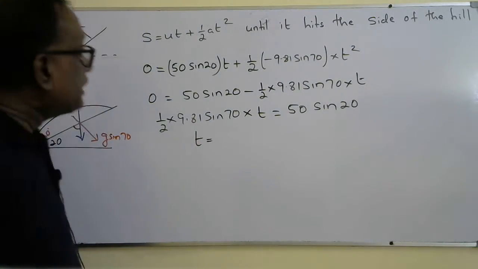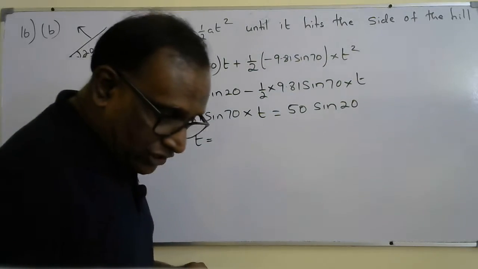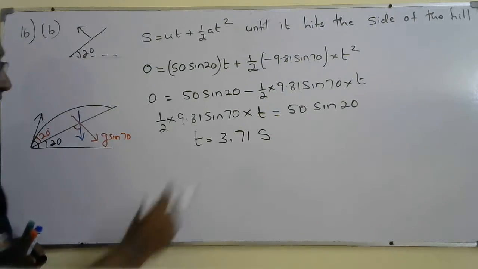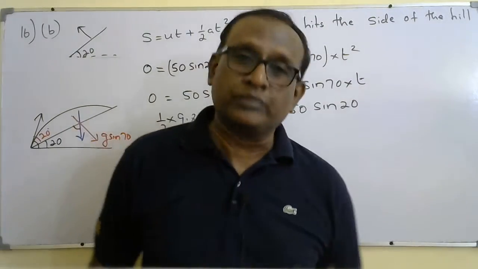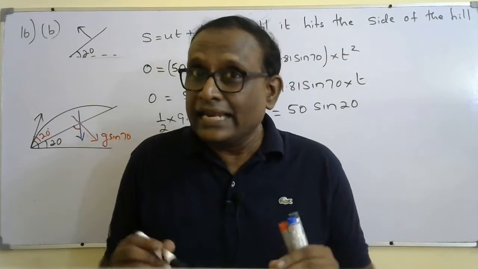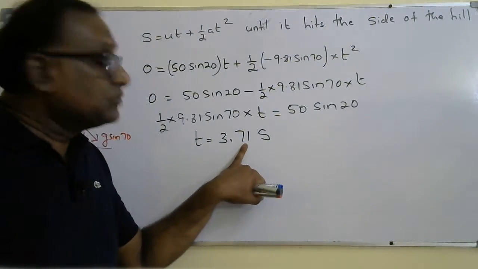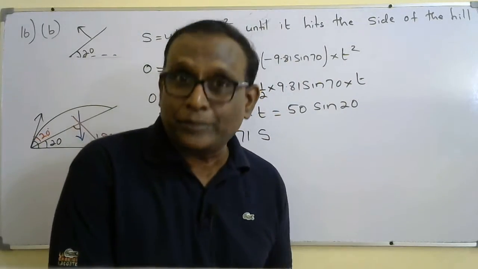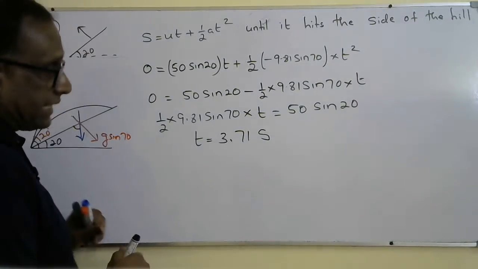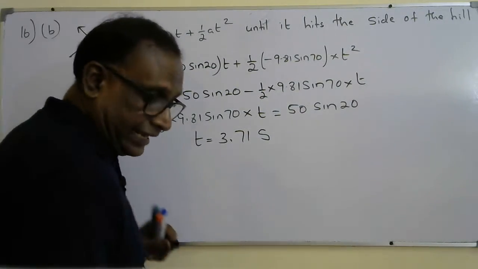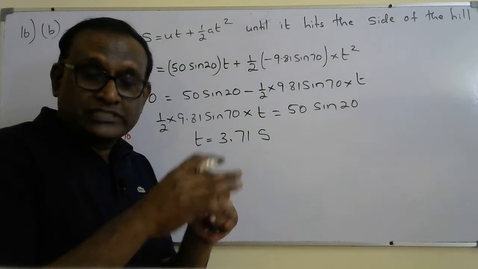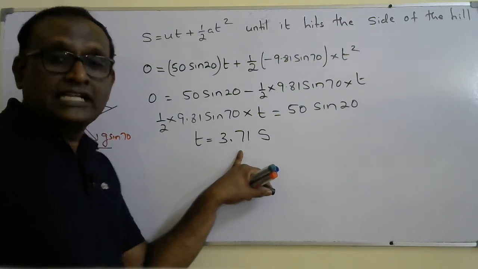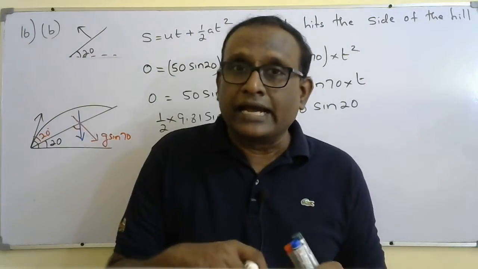So the time taken to hit the side of the slope is 3.71 seconds. Now look here. If it wants to hit the side of the hill, it will take 3.71 seconds. But the time taken to reach the highest point, we already found in the A part, that is 3.28 seconds. So 3.28 seconds is smaller than this. That means which one will happen first? The lowest time will happen first.